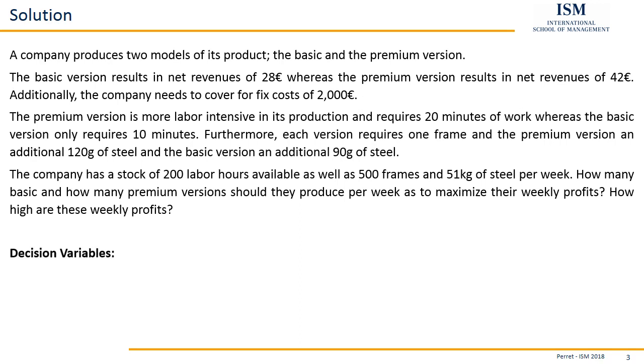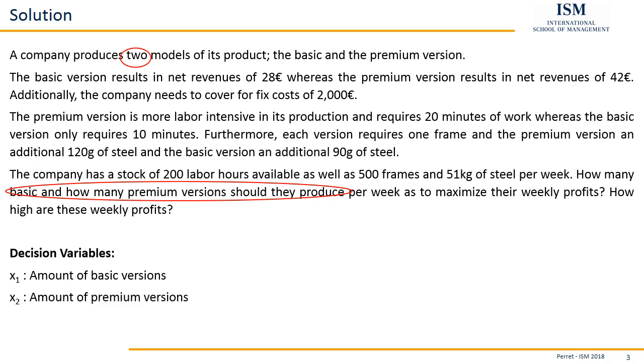Here we can see, if we take a look at decision variables, we have the information: we produce two models. So we'll have two decision variables. And if we look further downwards, the question also is how many basic and how many premium versions should they produce. So we have two decision variables, an x1, which is the amount of basic versions to produce, and an x2, which is the amount of premium versions to produce.